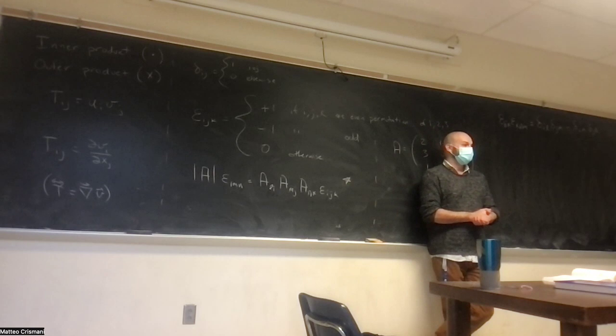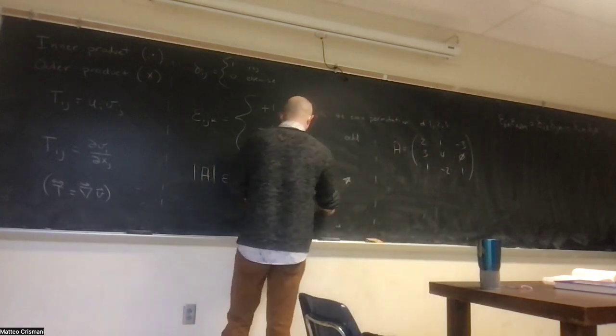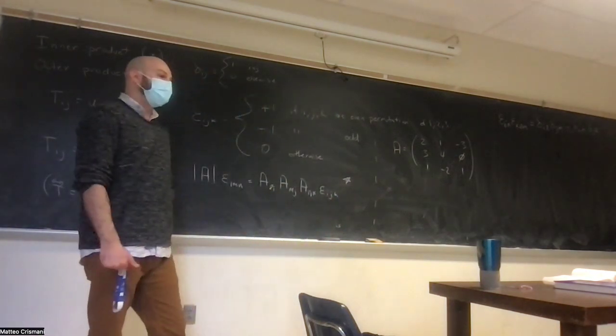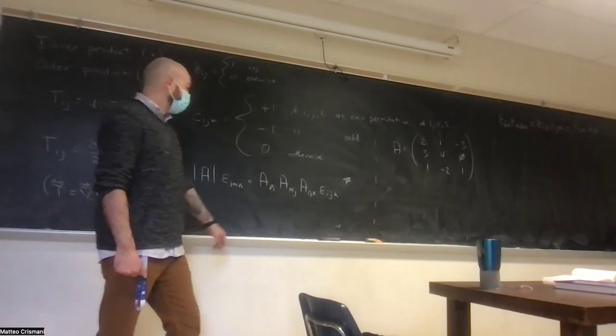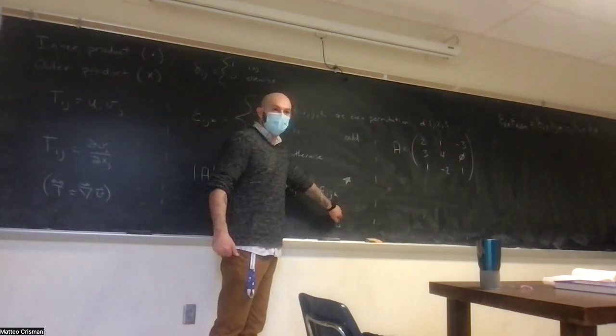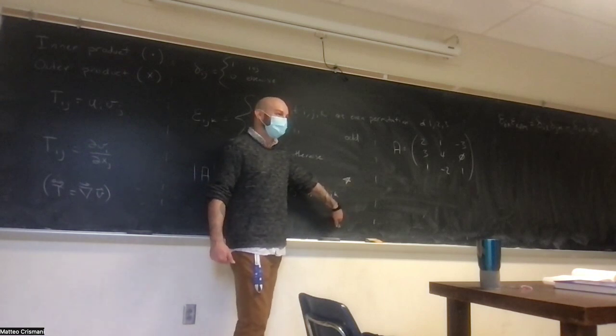Also 3, 2, 1. Remember that it's a triple sum here, right? The I is with the I, the J is with the J, the K is with the K. Right? It's all of the indices. It's 1, 2, 3, 1, 2, 3, 1, 2, 3. I just can't draw it on the board. Why can't I draw it on the board?